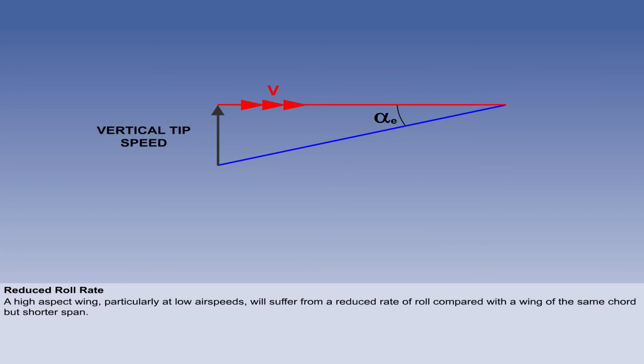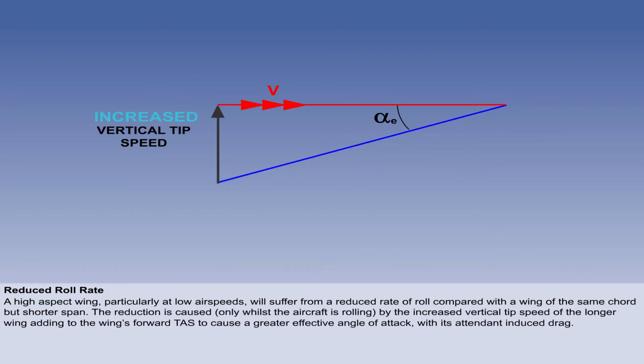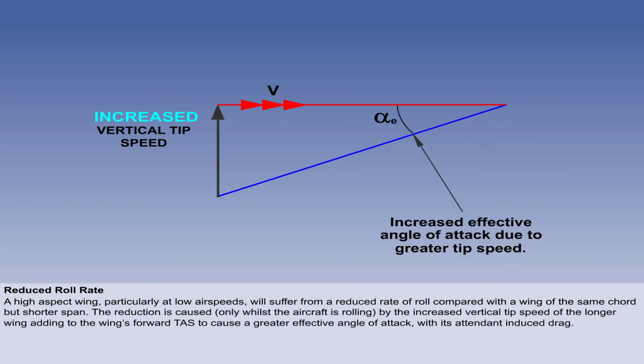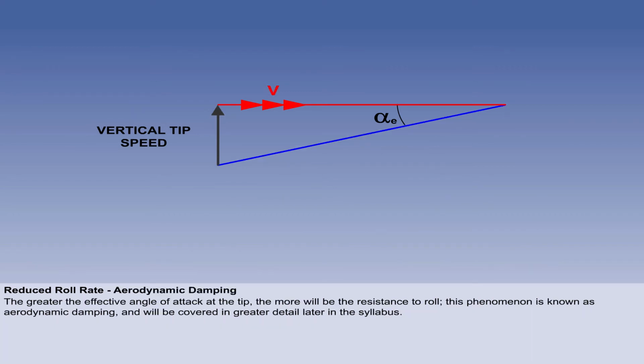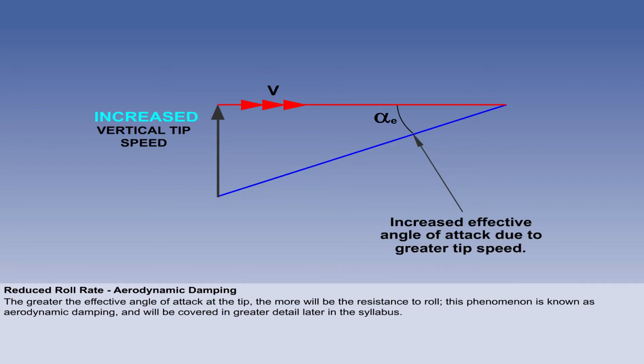A high aspect wing, particularly at low airspeeds, will suffer from a reduced rate of roll compared with a wing of the same chord but shorter span. The reduction is caused, only whilst the aircraft is rolling, by the increased vertical tip speed of the longer wing adding to the wing's forward TAS to cause a greater effective angle of attack with its attendant induced drag. The greater the effective angle of attack at the tip, the more will be the resistance to roll.